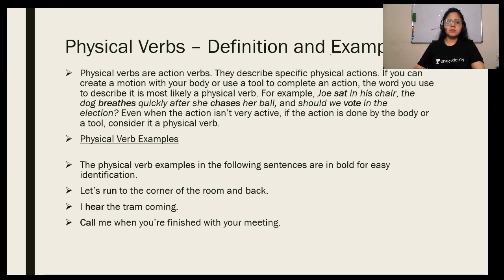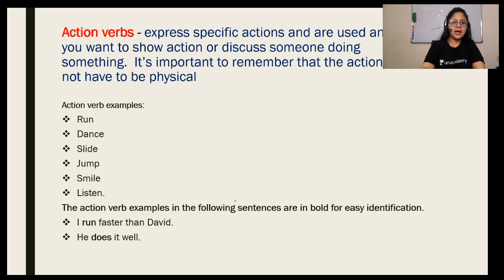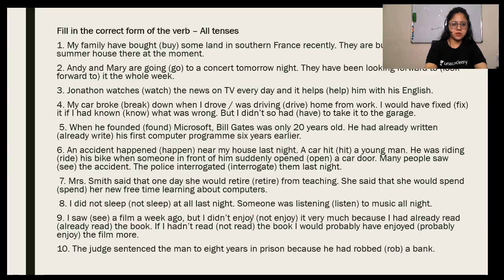Now, the next thing is the action verb series. So I'll just quickly go through that. The action verbs are verbs which show action, okay? Now, you can clearly see that these particular words out here are number 4. Can it be new? That's your question. Number 4, my car broke down when I drove. When I was driving home from work, I would have fixed it if I had known what was wrong.